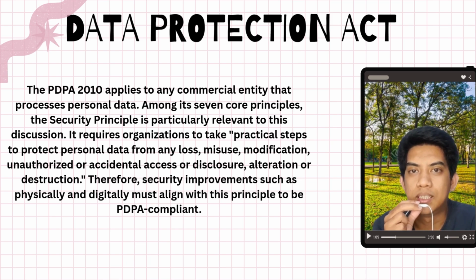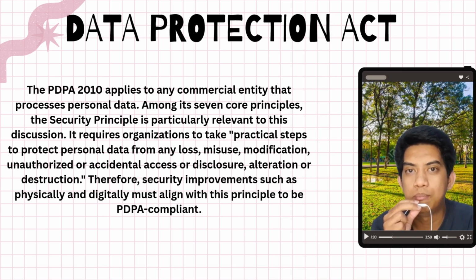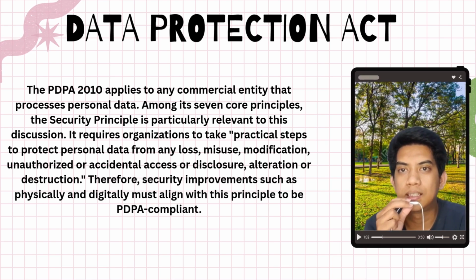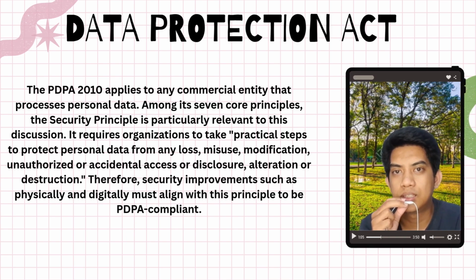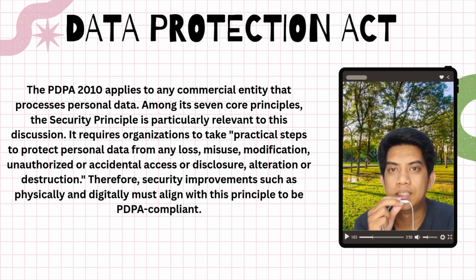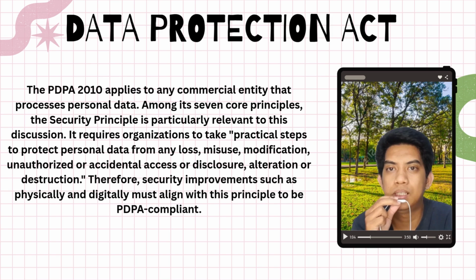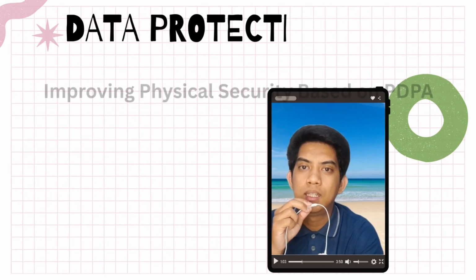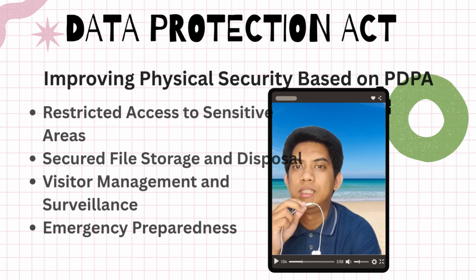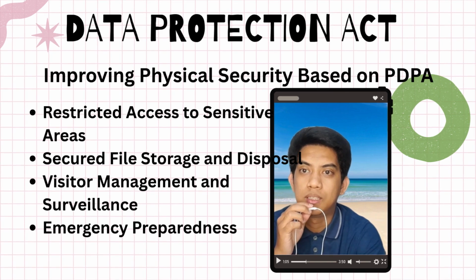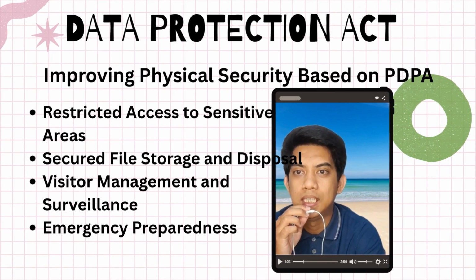It requires organizations to take practical steps to protect personal data from any loss, misuse, modification, unauthorized or accidental access or disclosure, alteration or destruction. Therefore, security improvements, physically and digitally, must align with this principle to be PDPA compliant. There are 4 ways of improving physical security of Skytech company based on the Personal Data Protection Act PDPA 2010.